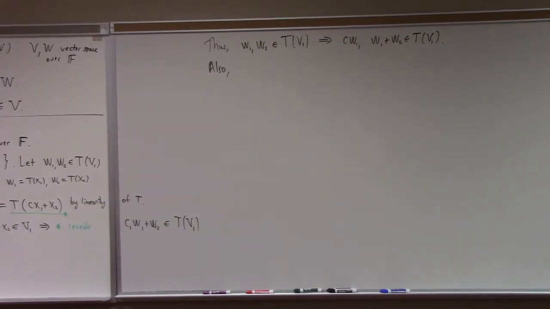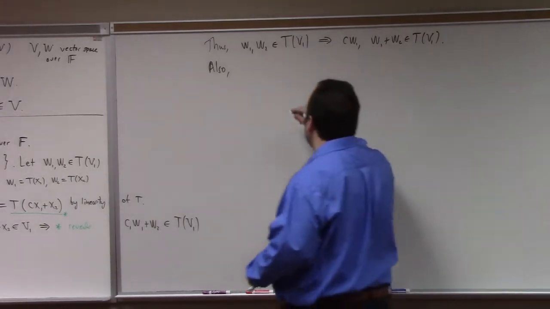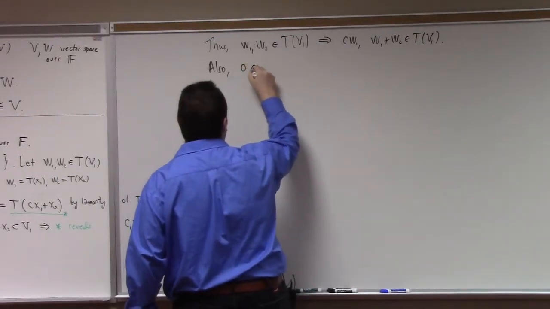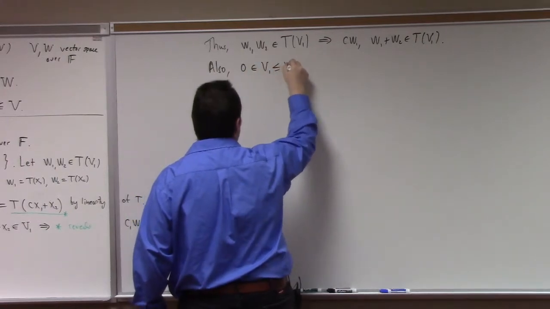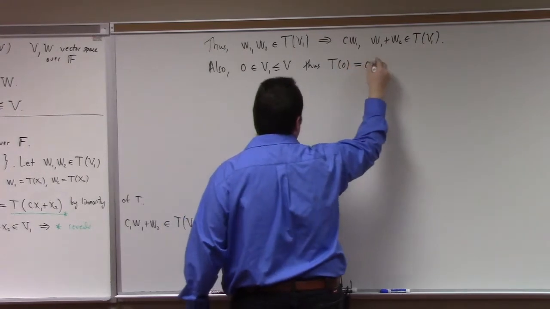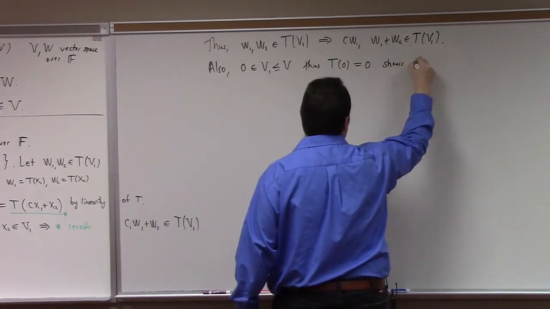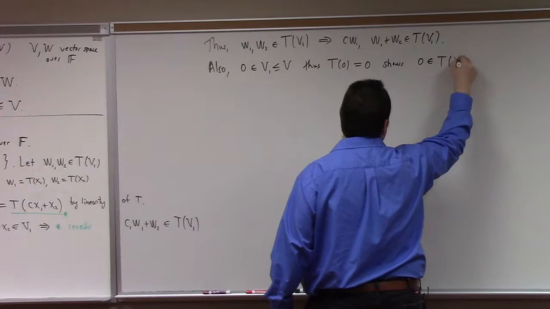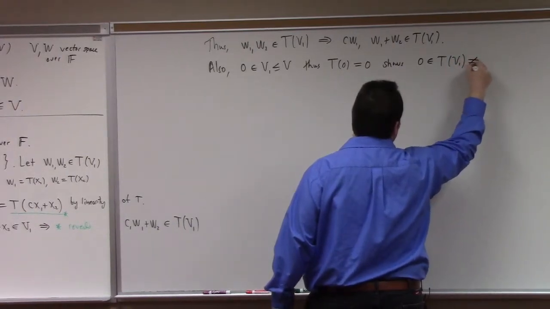So what's the simple thing that's got to be in T of V1? In fact, it's the only thing I know for sure is in there, because we could have the situation we looked at the other class where we have the zero transformation. It could be that 0 is the only thing in the image. If we have the zero map, for example, that's really the only reliable candidate here. If you look at 0 as an element of V1, thus T of 0 equal to 0 shows 0 is an element of T of V1, which is non-empty.